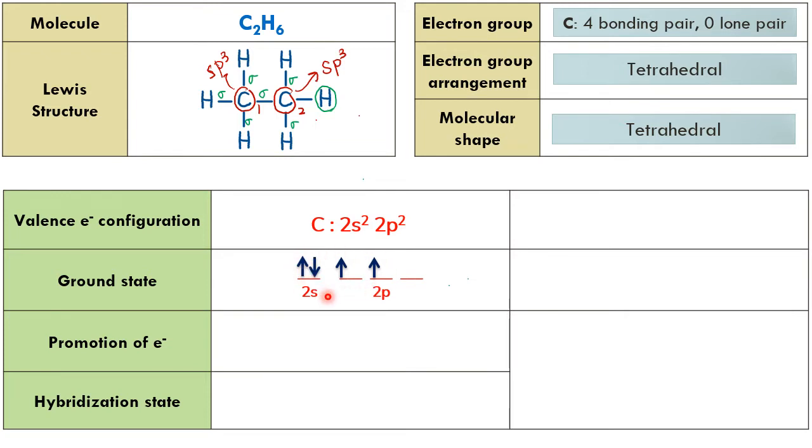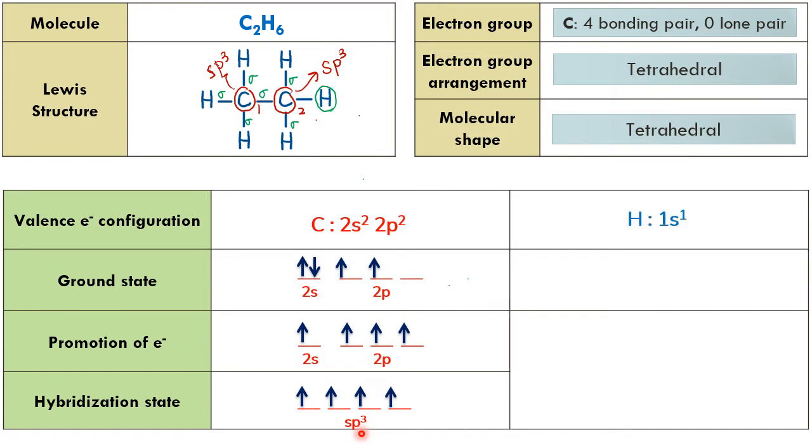So apa yang awak akan buat? You will promote this electron from 2s into the 2p orbital. Show the promotion of electron, like this. And then the hybridization state, which is we have over here is sp3. So ada 4 electron dekat setiap satu hybrid orbital.